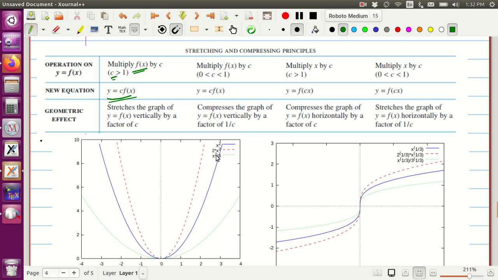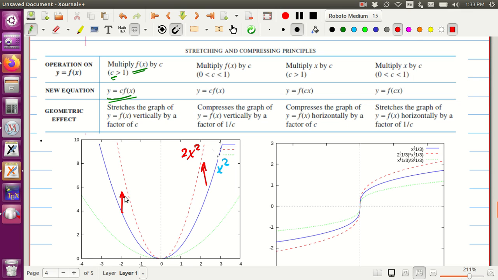So let's look at this picture over here. What do we have? In blue color, we have the x squared function. In red color, we have the 2x squared function. So what happens is we take the blue graph and we pull it up in the vertical direction. It stretches by a factor of 2.